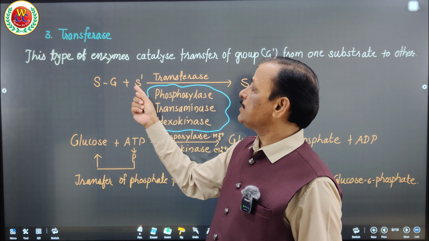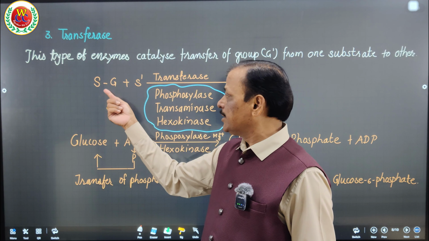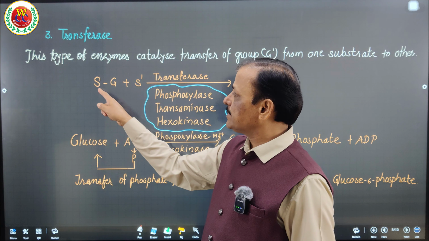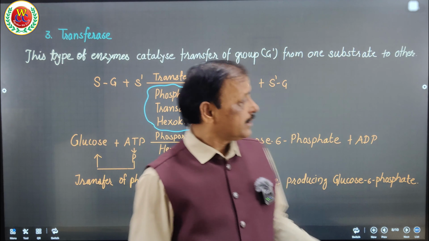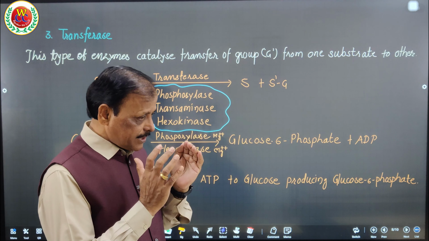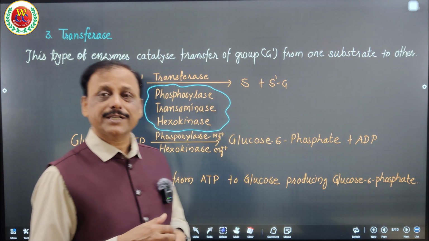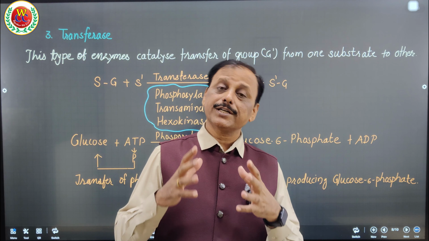That transfer with substrate 1, that is S dash, is another substrate. So the group which was attached with the substrate is transferred to substrate 1. That means group G is transferred from the substrate to substrate 1 during that process. That is called transferase or transformation.